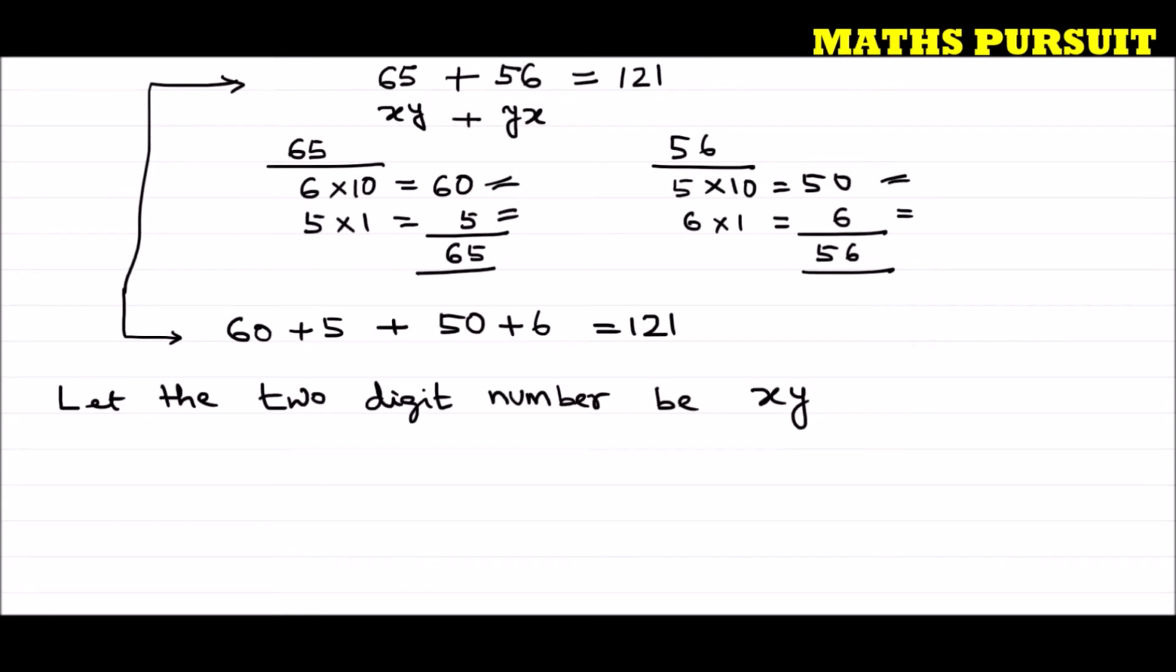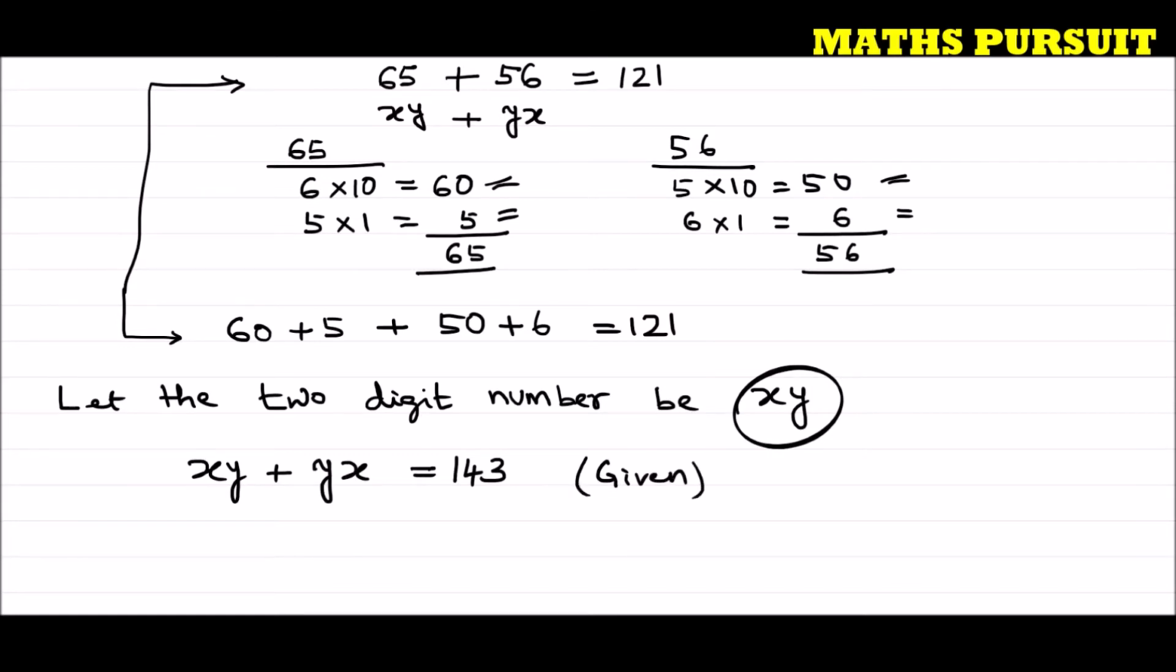If the digits are interchanged, that means xy plus, the interchanged digits are added to the original number. So our original number is xy, we are adding the interchanged number, that is yx. The result is 143 as per the question. So this is what is given in the question. Hope guys you are understanding what I am telling. It's very clear. So we got xy plus yx is equal to 143.